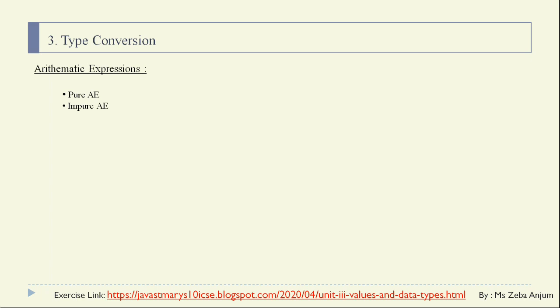So, arithmetic expressions are basically divided into two: pure arithmetic expression and impure arithmetic expression. Afterwards, we are going to relate these expressions with our type conversion, and we will see what is the need of converting these data types. Let us see an example. An expression we are having: d = a + b + c / 4. Let us assume we are having a as an integer data type, b also as an integer data type, and c also as an integer data type.